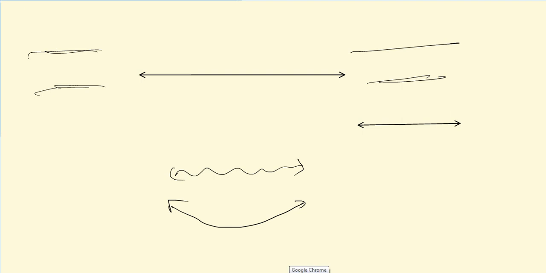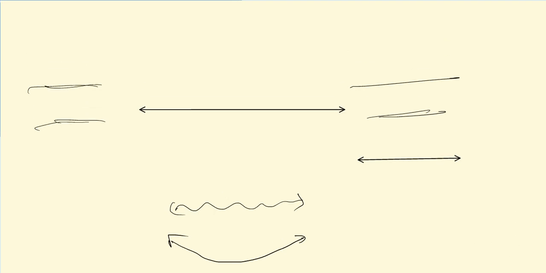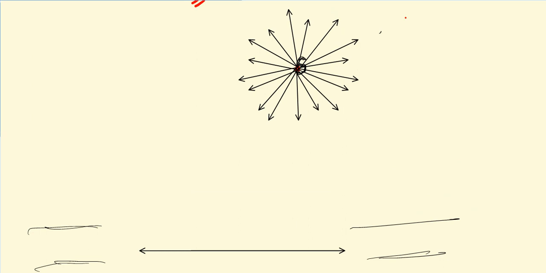Then an unlimited number of lines can be drawn through a given fixed point, which I have shown you in this diagram. As you can see here, this one is a fixed point, and from this point I have drawn many rays. So you can draw an unlimited number of lines from a fixed point.